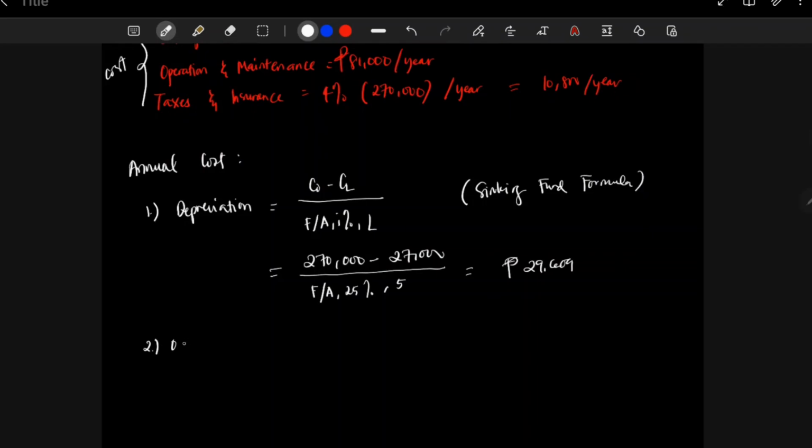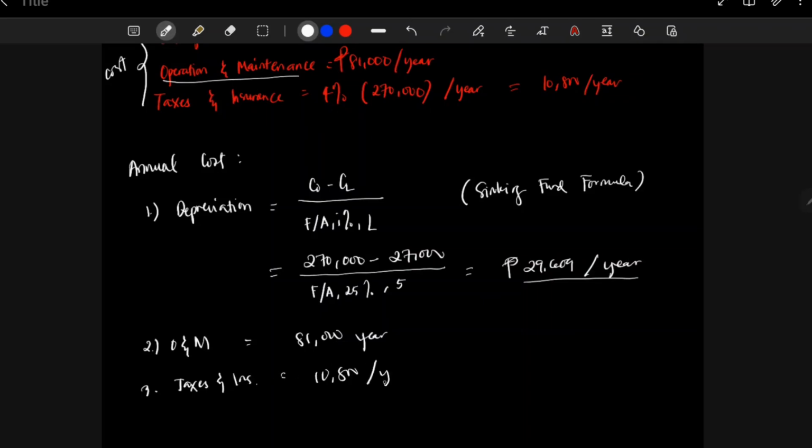Second is the operation and maintenance, which is 81,000 per year. Notice that this is per year for 5 years, like the annual cost of depreciation. And then next are the taxes and insurance, which is 10,800 per year.